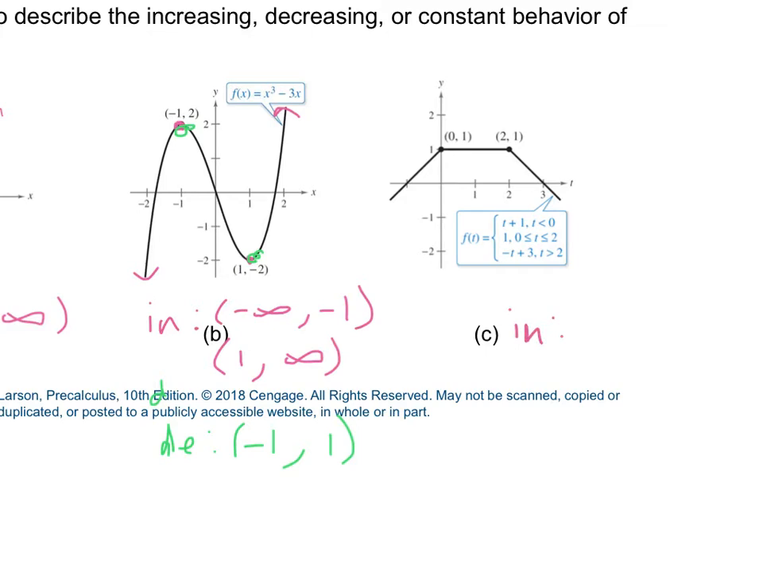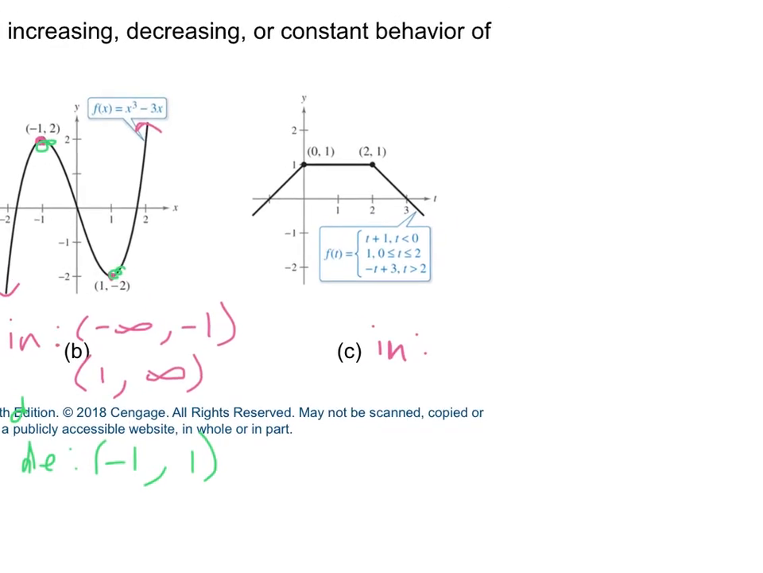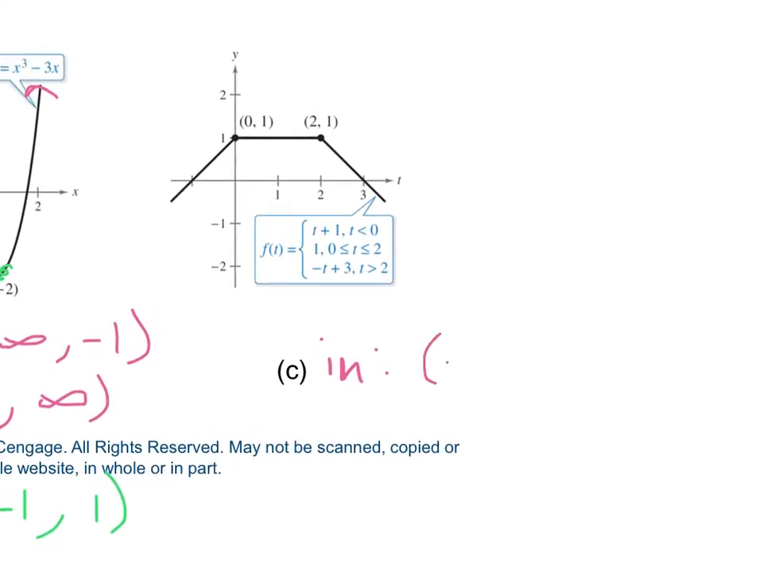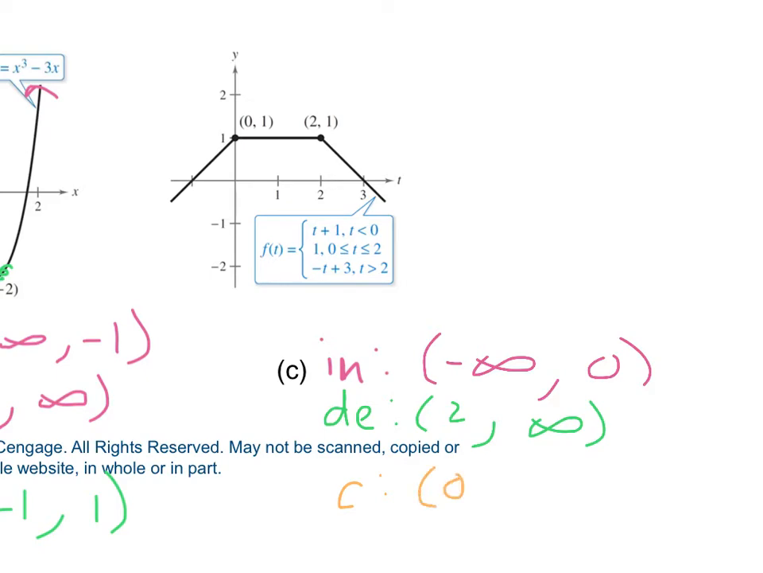Okay, for C, what's our interval of increasing? Negative infinity to 0. Awesome. Negative infinity to 0. What about our interval of decreasing? 2 to infinity. Perfect. 2 to infinity. And then our constant interval? From 0 to 2. Perfect. 0 to 2.